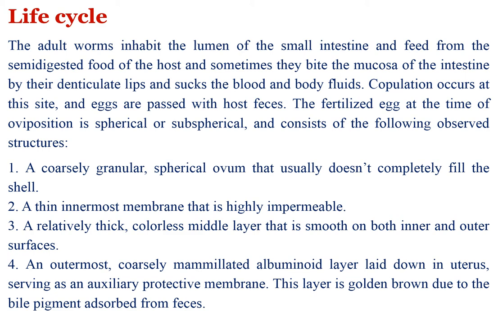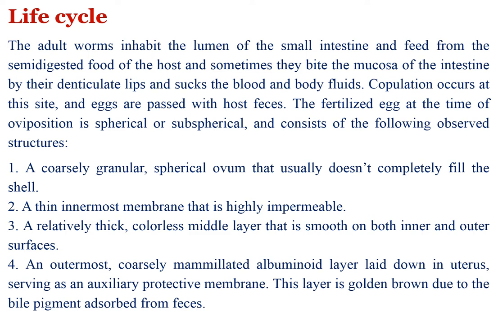The fertilized egg at the time of oviposition is spherical or subspherical and consists of the following observed structures. 1. A coarsely granular spherical ovum that usually doesn't completely fill the shell. 2. A thin innermost membrane that is highly impermeable.